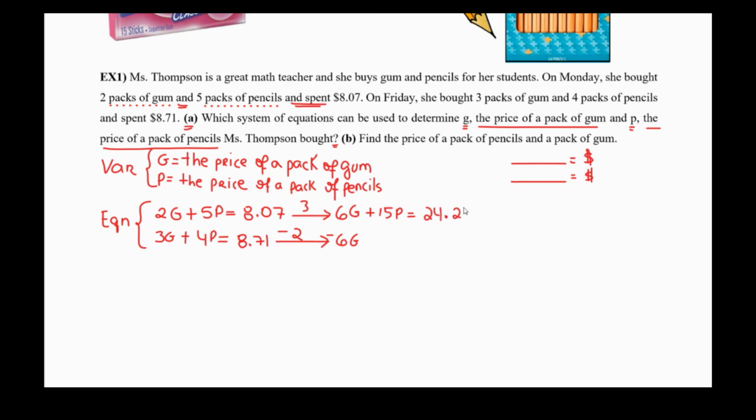24.21. And then on the bottom is 4 times negative 2 is negative 8p equals 8.71 times negative 2 is negative 17.42.